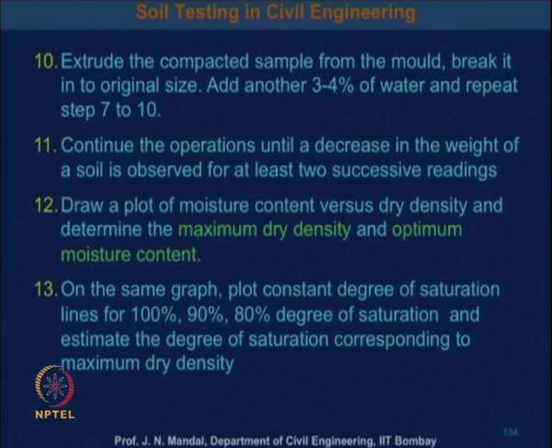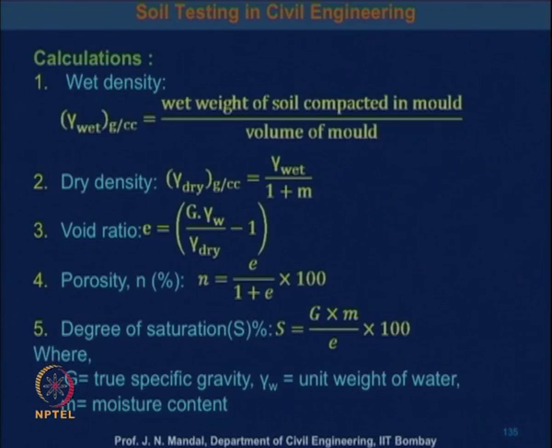Draw a plot of moisture content versus the dry density and determine the maximum dry density and optimum moisture content. On the same graph, you can plot the constant degree of saturation lines, 100%, 90%, 80% degree of saturation, and estimate the degree of saturation corresponding to the maximum dry density.